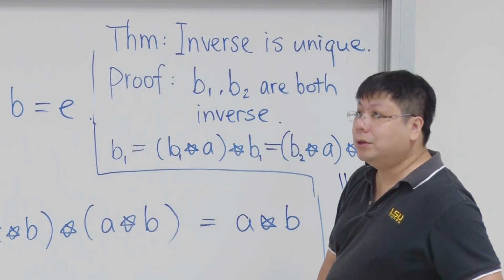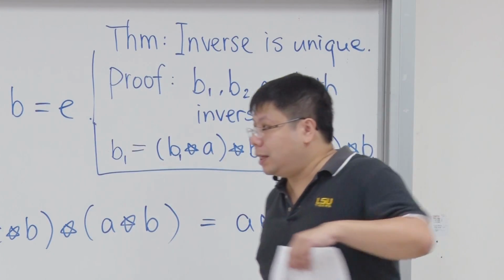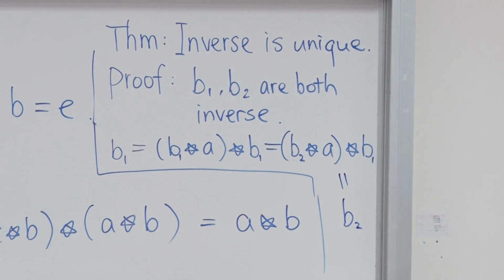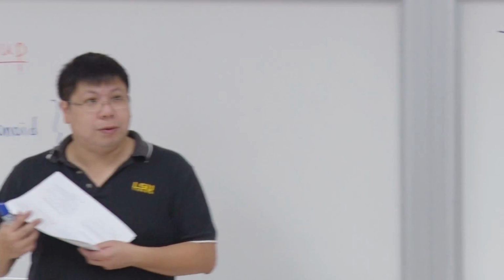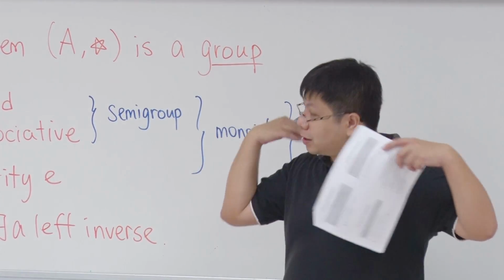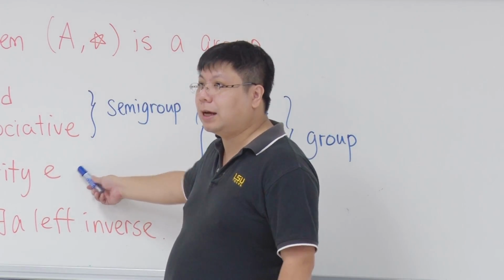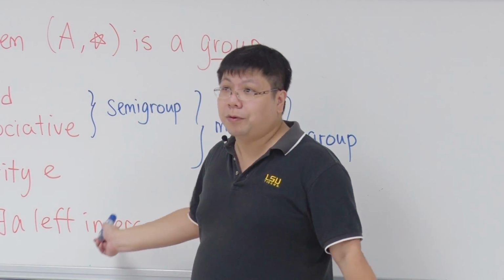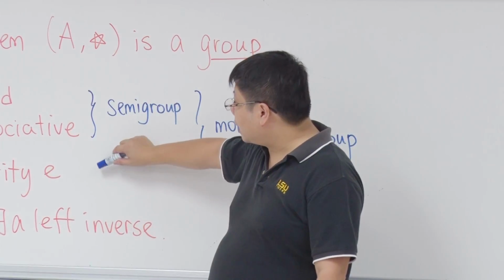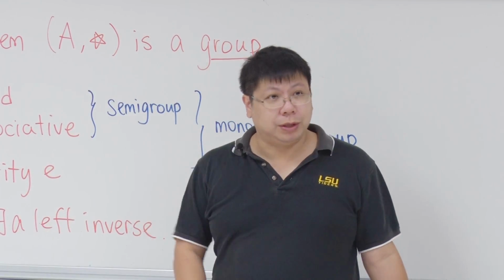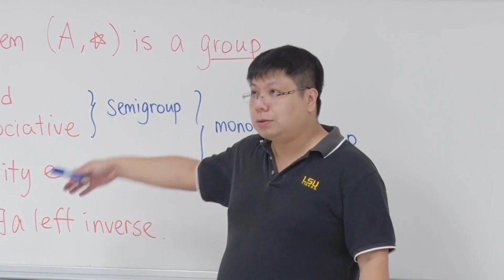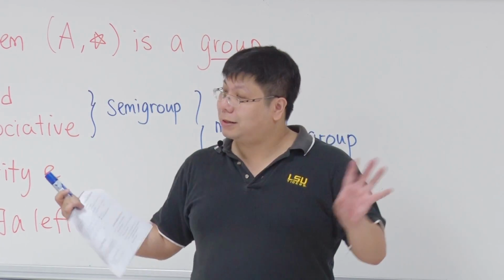So when you are going to work with a group, you can just by your knowledge assume that there's an identity and there's an inverse, which is both a left and right inverse. And the identity and inverses are all unique. I hope you like this definition so far.